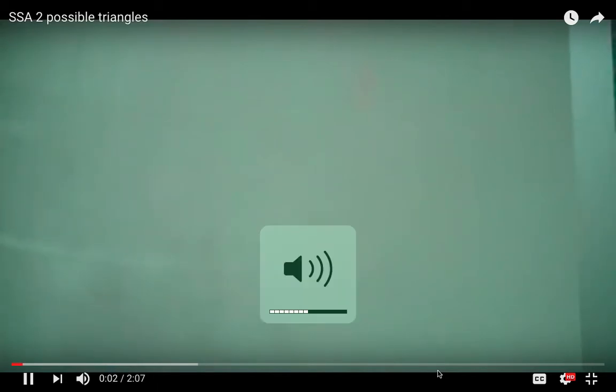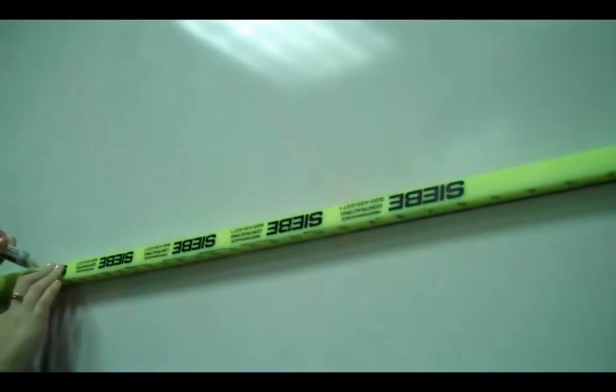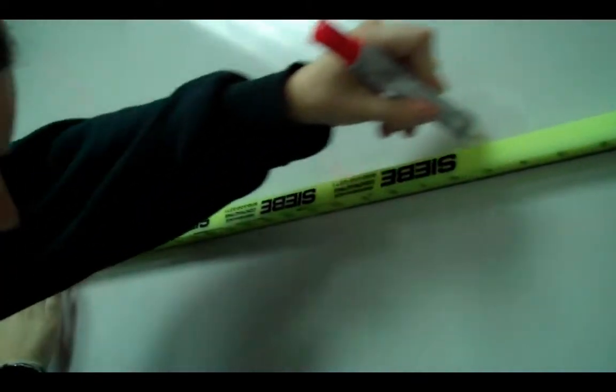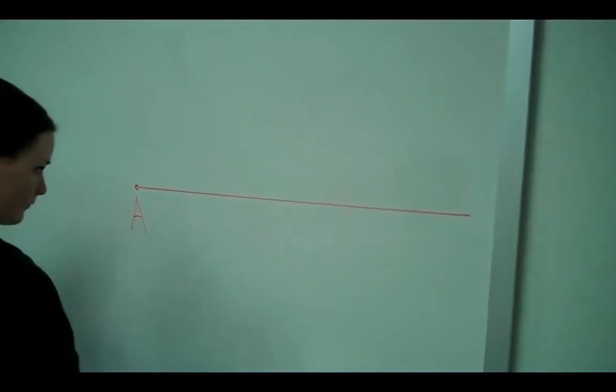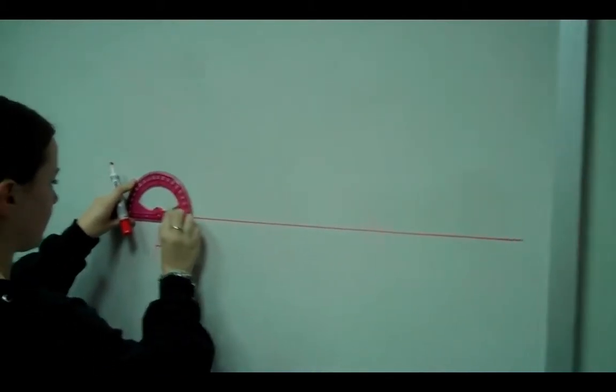Directions for two possible triangles. Draw a point and label it A. Draw a ray extending from point A of considerable but unknown length. Using a protractor, measure a 30-degree angle at point A.